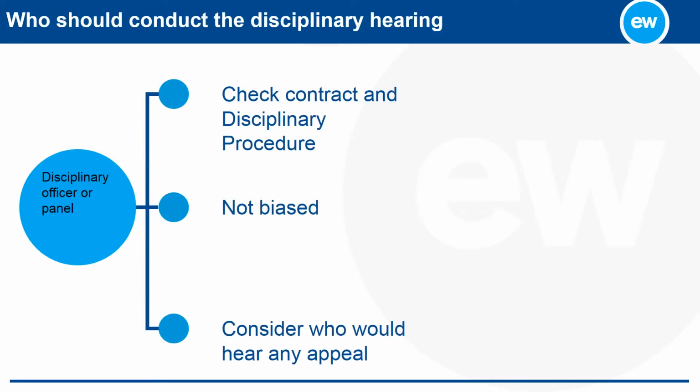Who should conduct the disciplinary hearing? As already noted, this should be somebody other than the investigator. So 1. Check your contracts of employment and/or disciplinary procedure to see what they say about the identity of the disciplinary officer or panel. 2. Ensure that whoever hears the case is not biased. 3. Consider who would hear the appeal. Ensure you have sufficient people left to independently investigate the appeal.